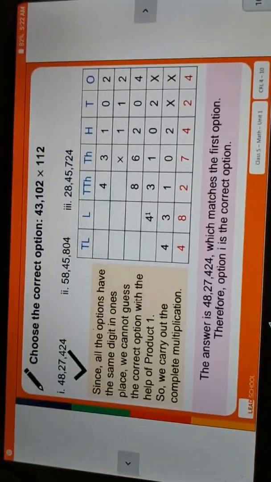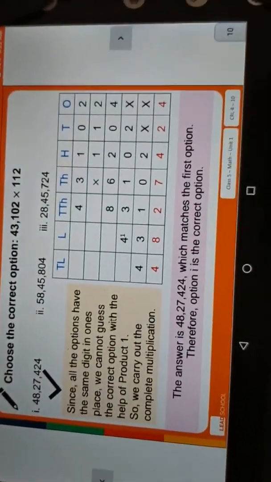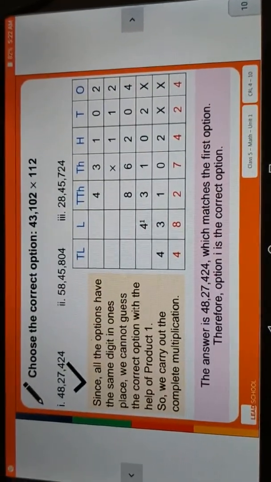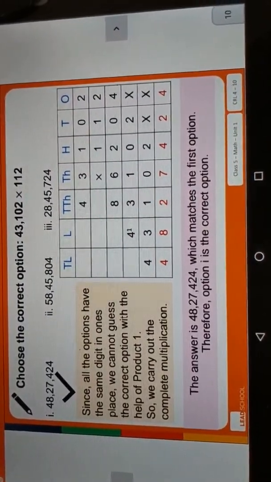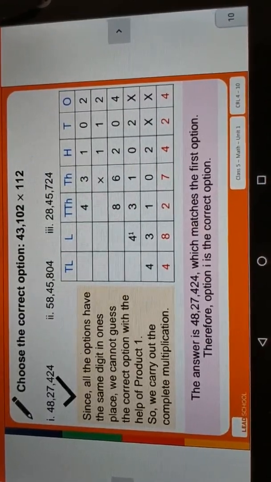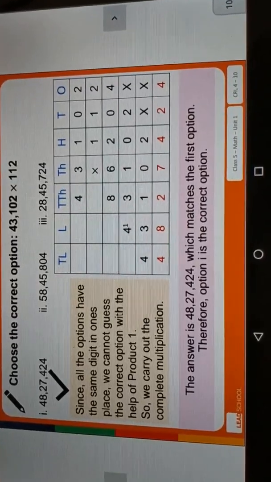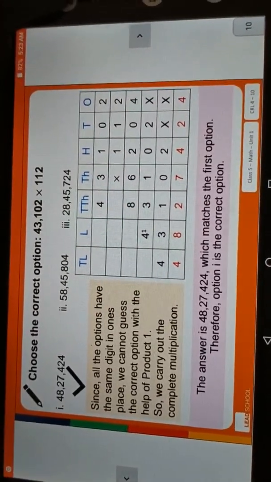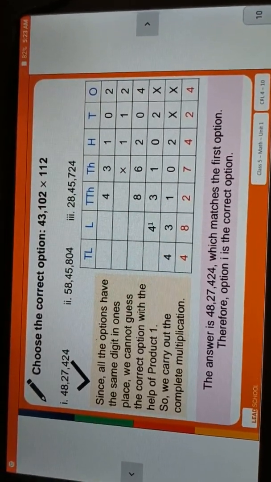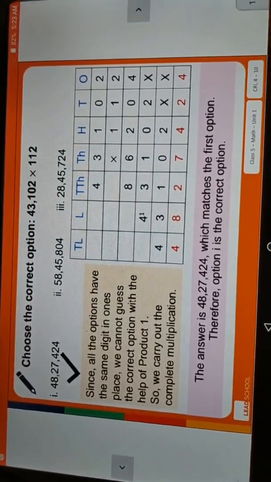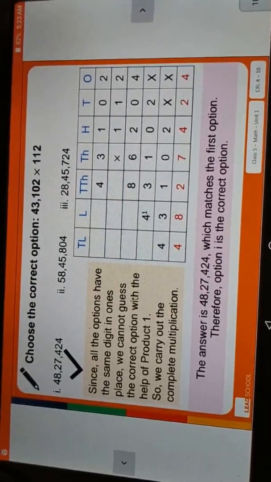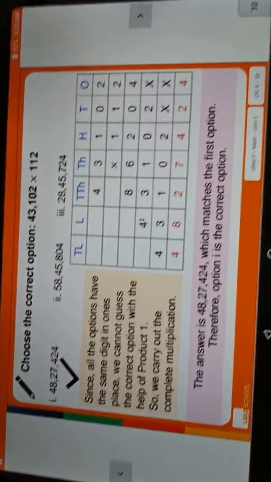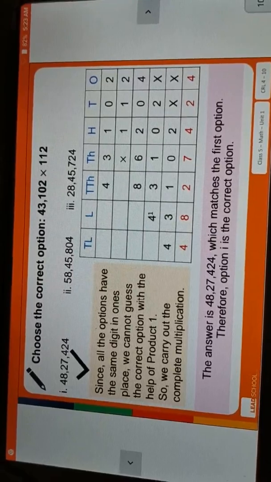Now students, I will give you 1 minute to complete your work. Okay students, I hope your work is complete. Now we'll start next worksheet.